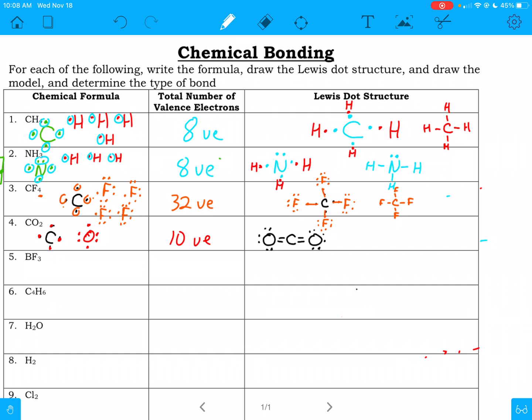Now this isn't really true, okay? This is more of what we call a resonance structure because we have a little too many electrons here in the middle between the carbons than what we really needed.